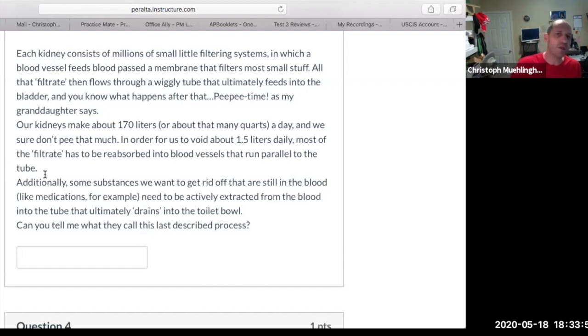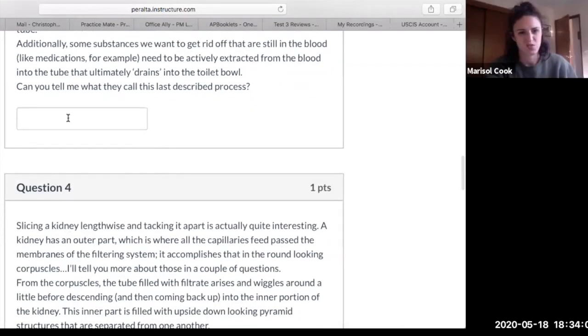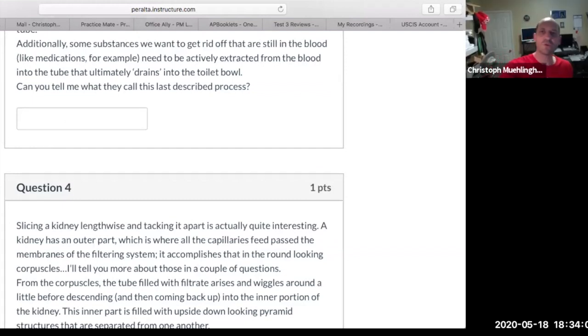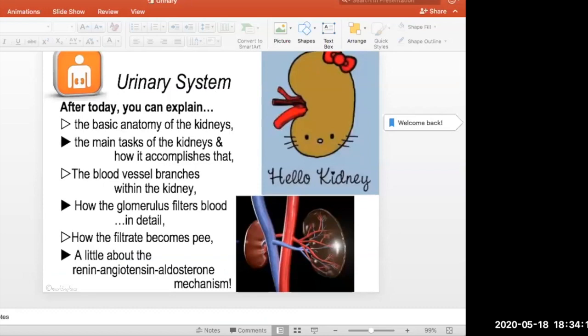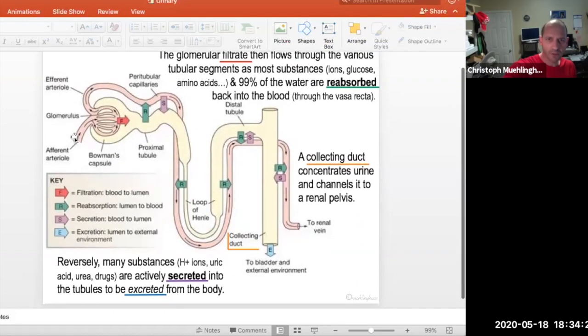Can you tell me what this process is called, this last one? Filtration? Nope. I couldn't get that one. Yeah, I know. This is the one that's a little bit tougher. Is it secretion? Yes. Can you see this picture?